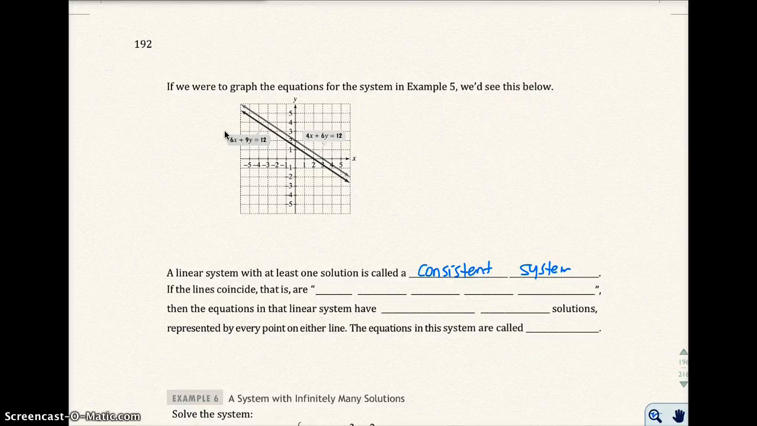If the lines coincide, that is, they are on top of one another, then the equations in that linear system have infinitely many solutions, represented by every point on either line. The equations in the system are called dependent.